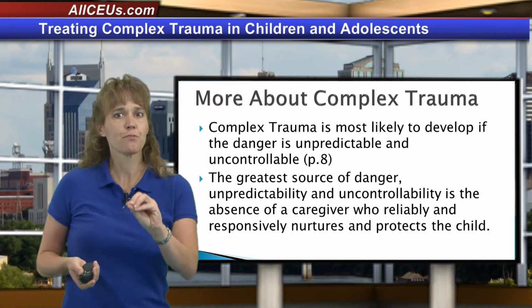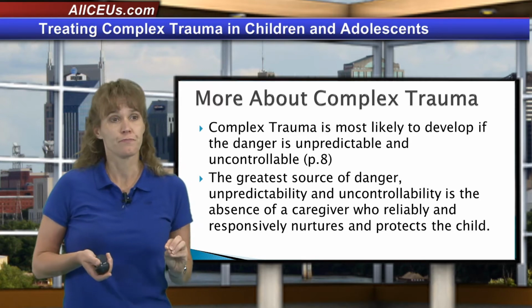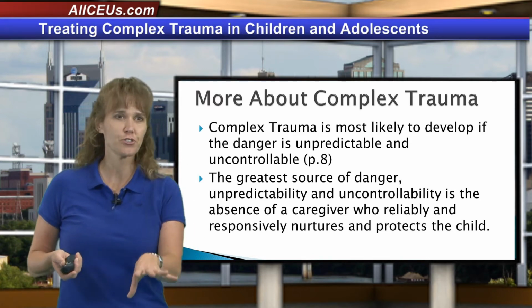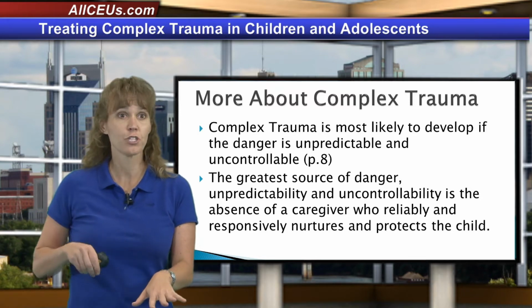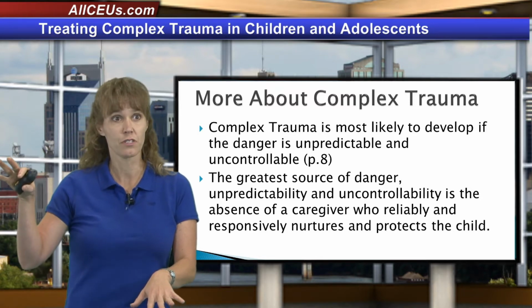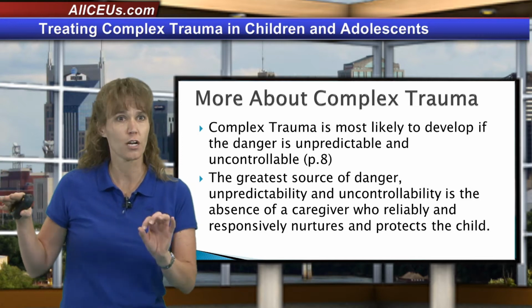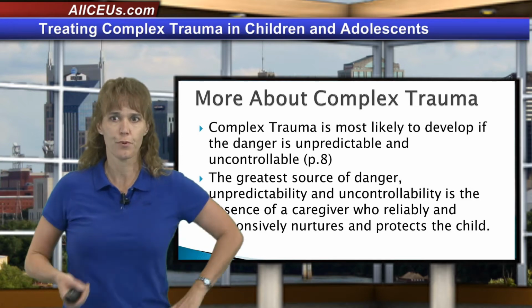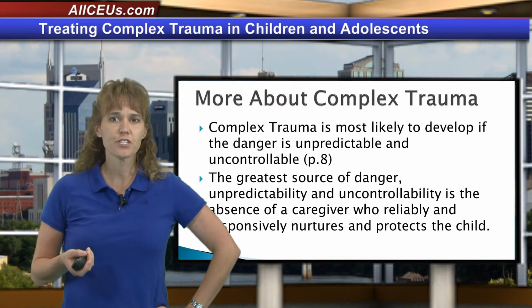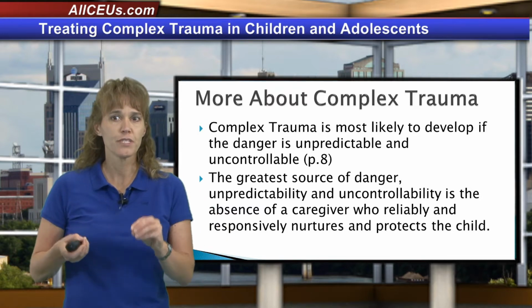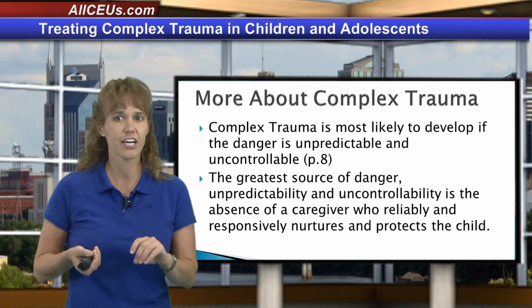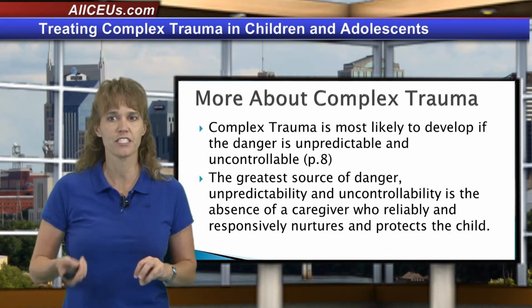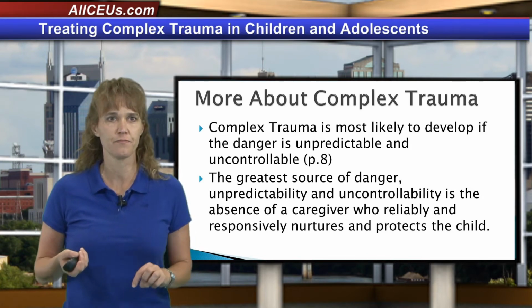So the danger is unpredictable and uncontrollable. Now we're talking about children here. So what's controllable for a 6-year-old and what's controllable for a 26-year-old may be very different. And we'll talk about that more because that's a really important point. And the greatest source of danger, the unpredictability and uncontrollability, is the absence of a caregiver who reliably and responsively nurtures and protects the child.